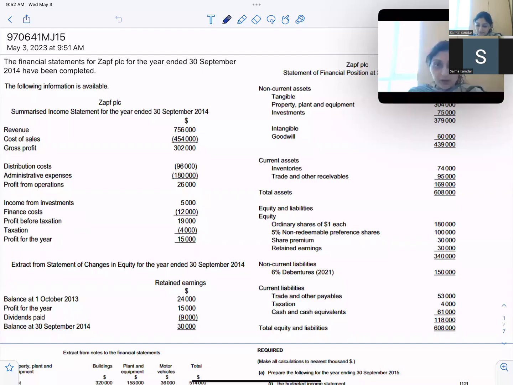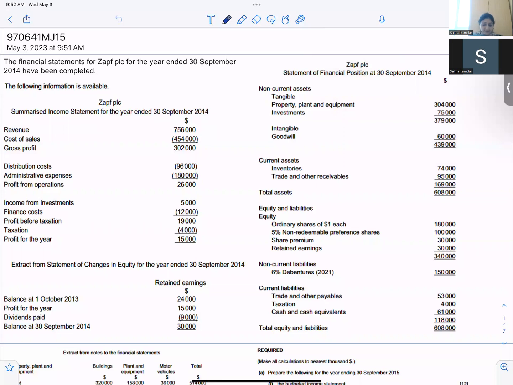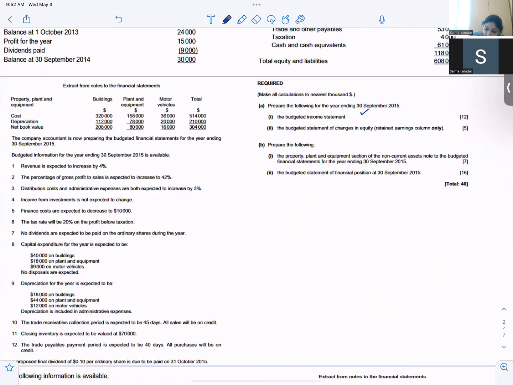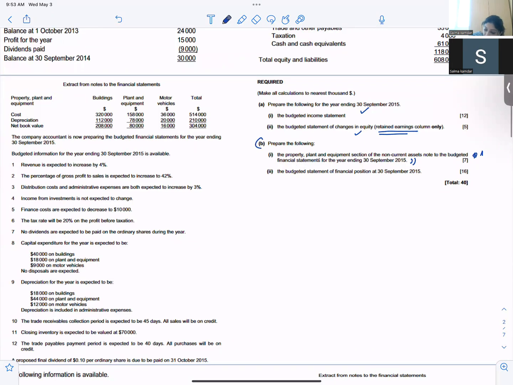So we are doing preparation for our A-level exams. It's May June 2015 paper 41. Over here basically we are asked to prepare our income statement, our statement of changes in equity, the retained earning columns only. And this is one thing which is important. It's the property, plant and equipment schedule.